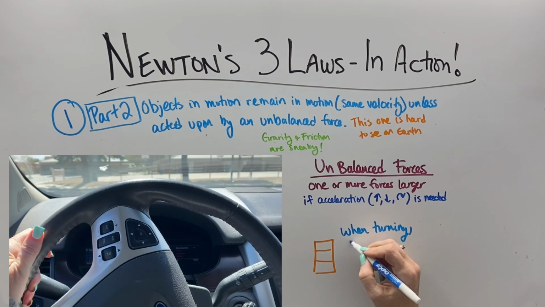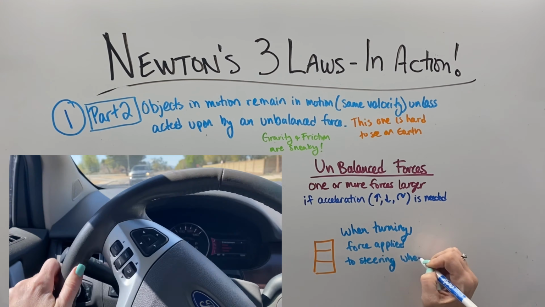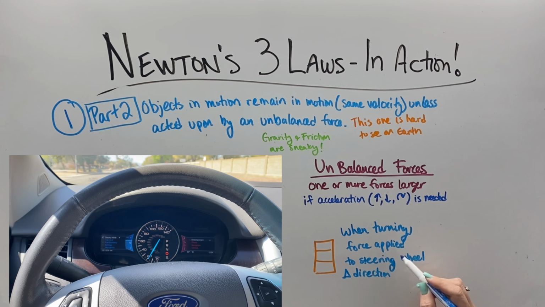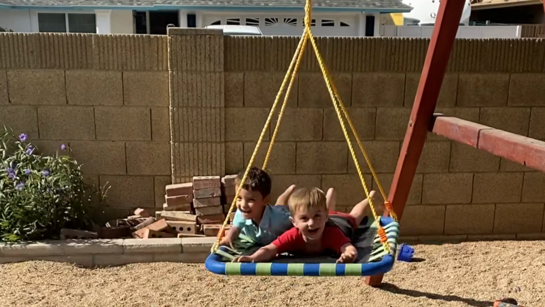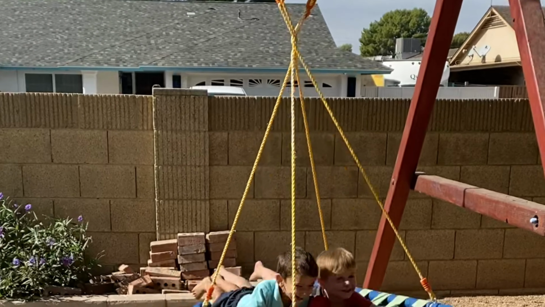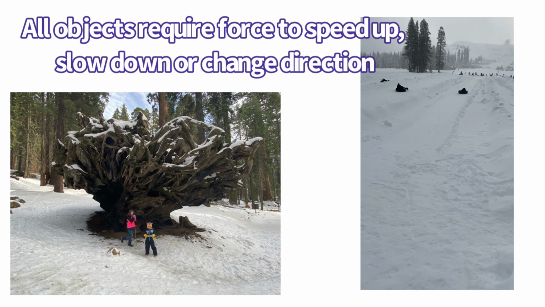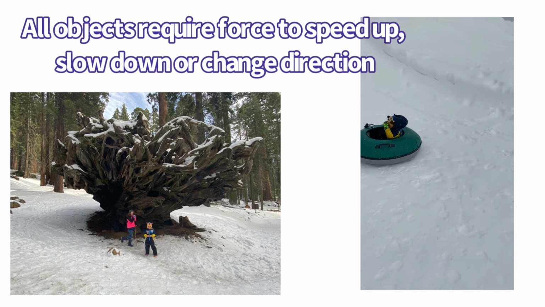Now, if we want to turn, we do have to apply an unbalanced force, right? In the opposite direction of where we want to turn. So we would turn a steering wheel in a different direction, or if you wanted to turn on a swing, then the tension force on the rope applies a force to make the boys turn on this swing. So things don't just move on their own. If we want them to speed up, slow down, or turn, we're going to have to apply a force to make that happen.